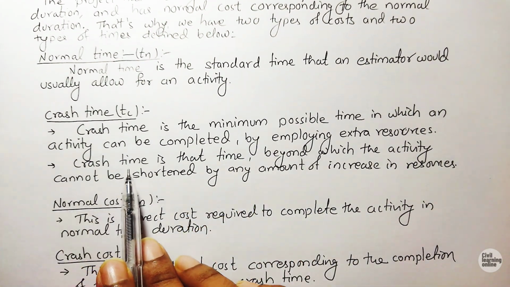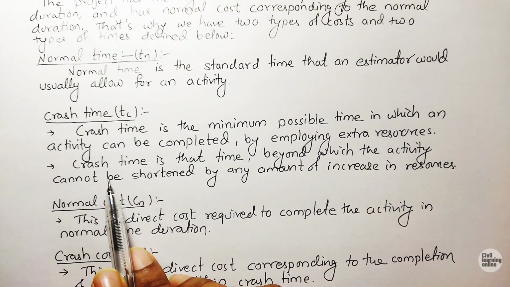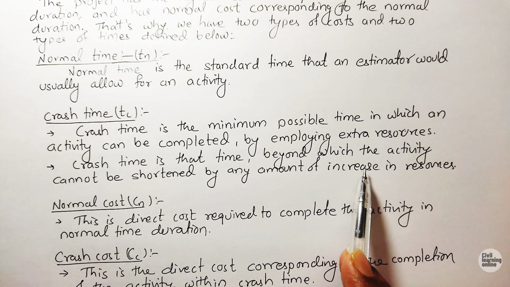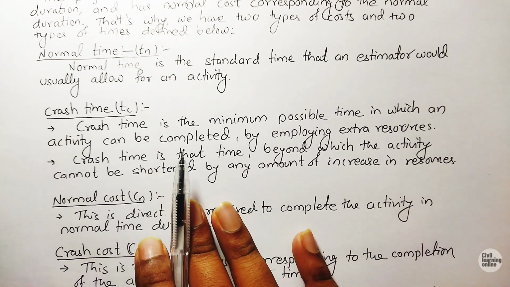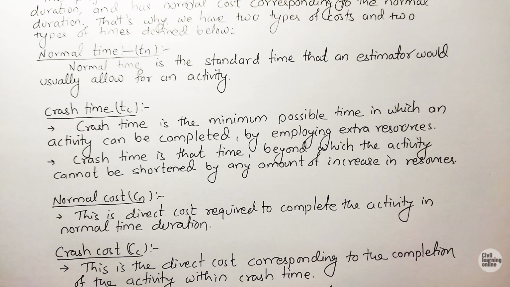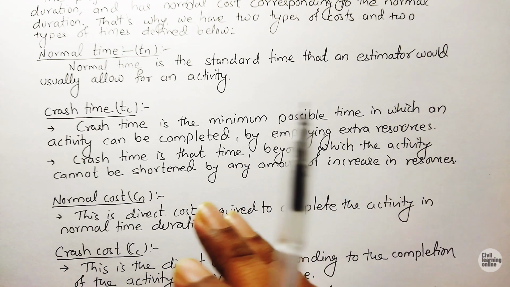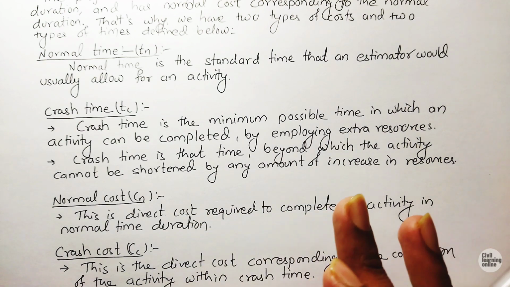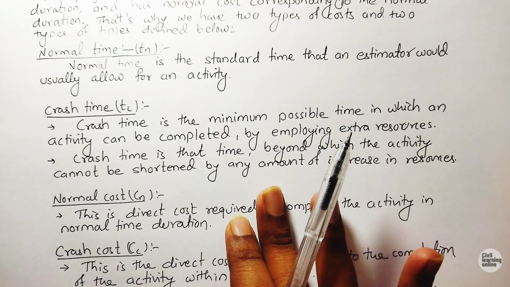And the second point is that crash time is the time beyond which the activity cannot be shortened by any amount of increase in resources. So crash time is the minimum time at which, even if we apply some extra resources, it is not going to work in reducing the project duration.